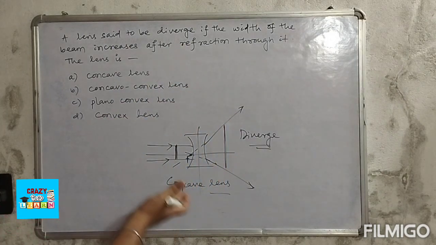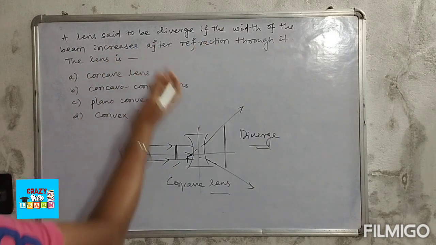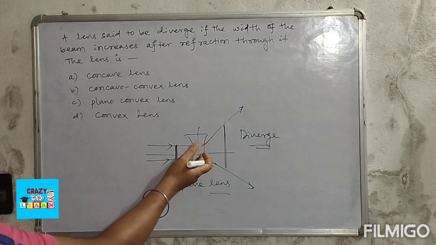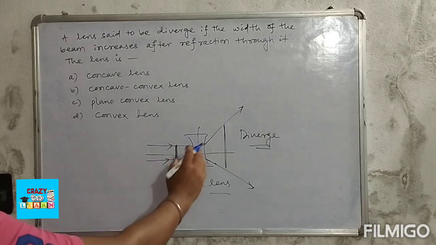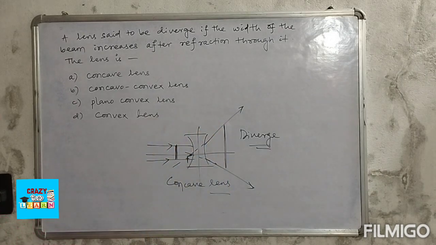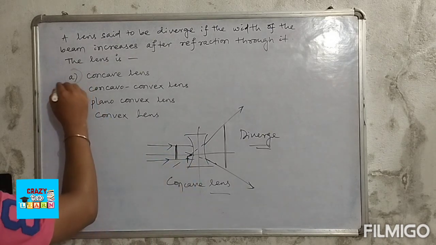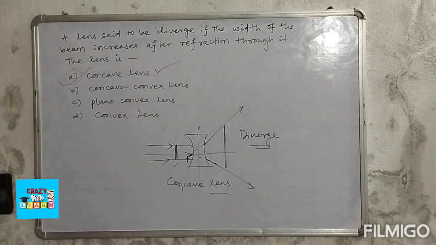So this is asked to you, a lens is said to be diverging if the width of the beam increases. The lens is called diverging lens when the light is parallel to the principal axis and after refraction the width of the beam will be increased, and this type of situation happens in case of concave lens. So which one is the correct answer? The concave lens is the correct answer.